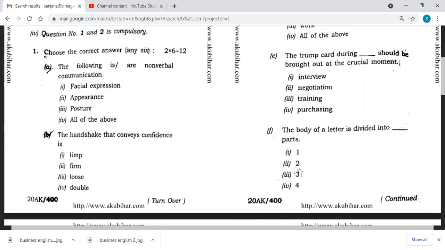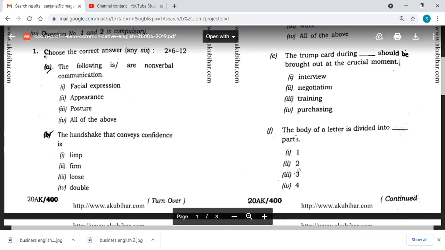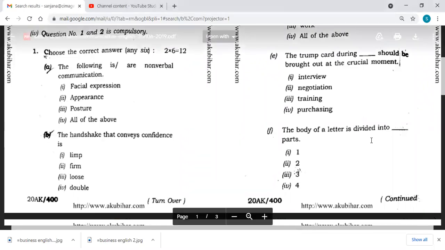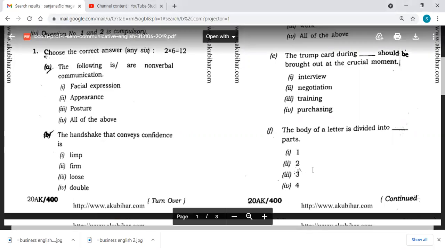Supposing the question is: elaborate how the body of a letter is divided into 3 parts. What are the 3 parts of the body? क्या है? First part क्या है बताइए? What is the first part? Ma'am, introduction part. Yes, in the first paragraph you will introduce yourself.